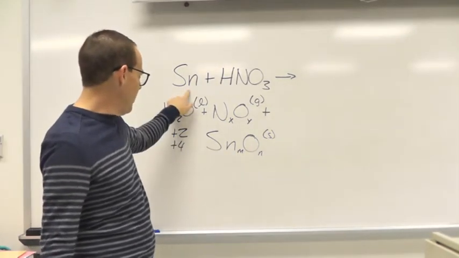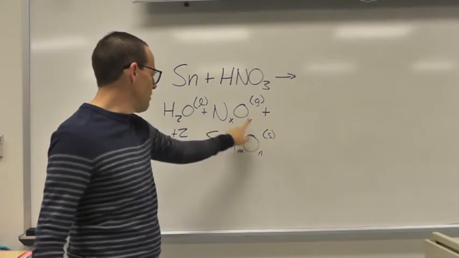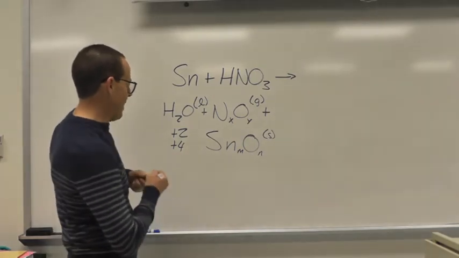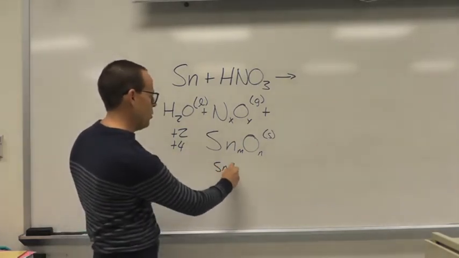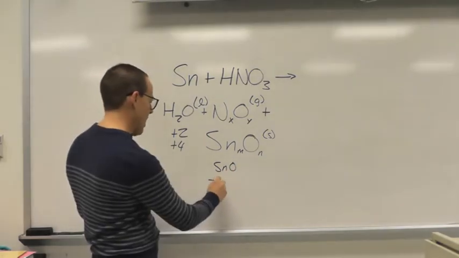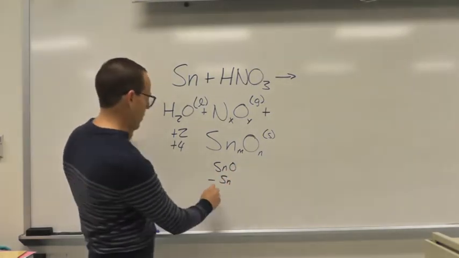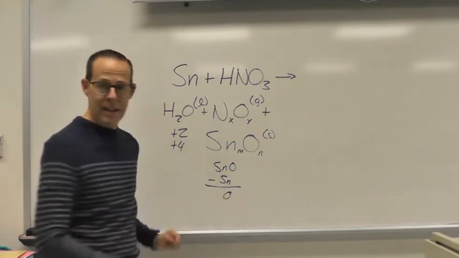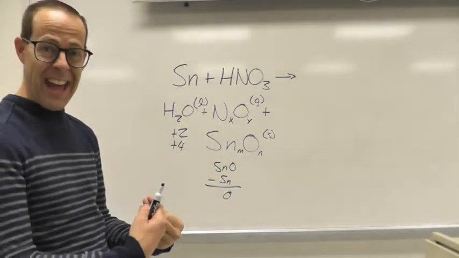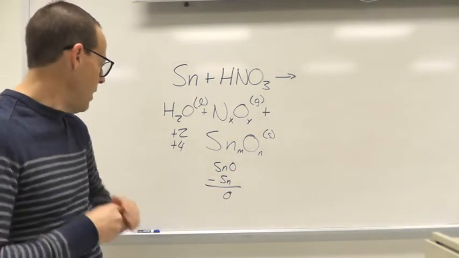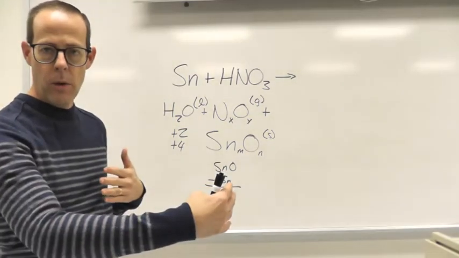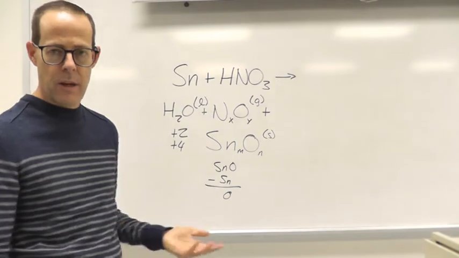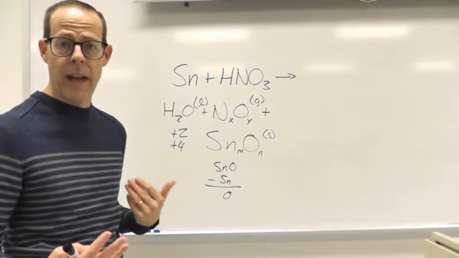So if I know this mass and I know this mass, if I basically take tin oxide, which should weigh more, and I subtract out the mass of tin that I started with, that result should be the mass of oxygen that I added to my tin. So then if I have mass of tin and mass of oxygen, I can change this to moles, divide by the smallest, and we get an empirical formula. Okay, so that's where the lab is going.